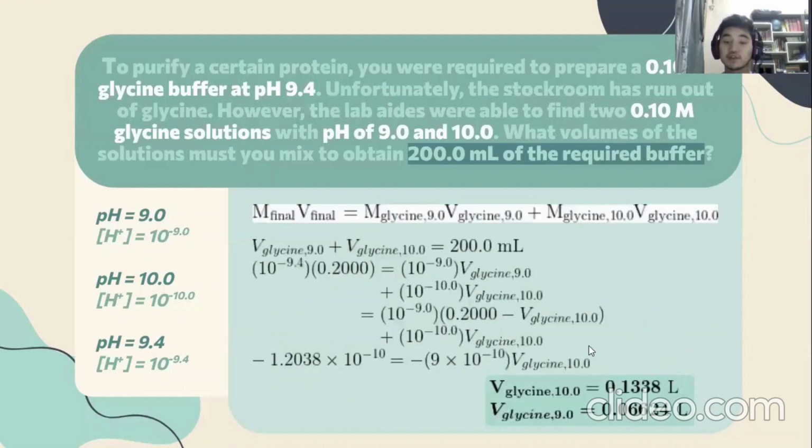Using the modified dilution equation, wherein the molarity multiplied by the volume in the final solution is equivalent to the sum of the molarity multiplied by the volume of each of its constituent solutions, and plugging in the values of pH for 9, 10, and 9.4, this gives us the volumes of glycine, wherein the volume of glycine at pH 10 is 0.1338 liters, and the volume of glycine at pH 9 is 0.06624 liters.